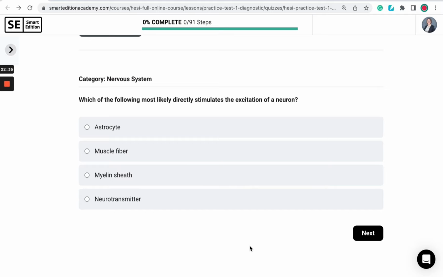Which of the following most likely directly stimulates the excitation of a neuron? Is it an astrocyte, a muscle fiber, the myelin sheath, or a neurotransmitter?